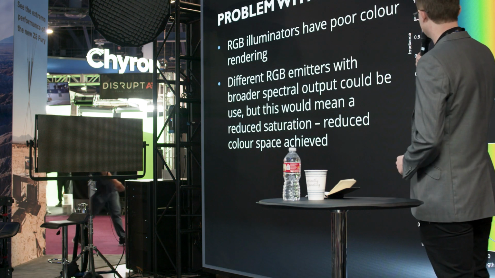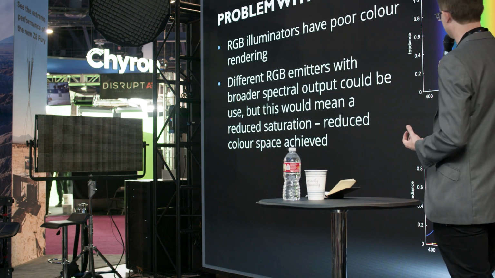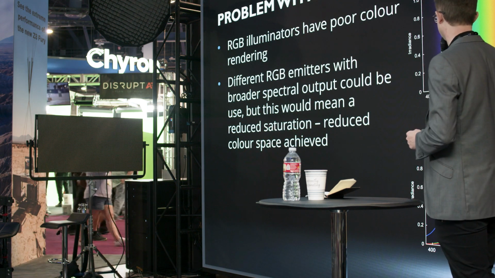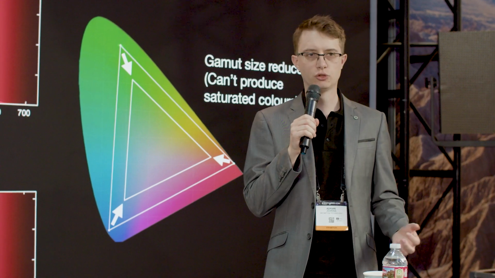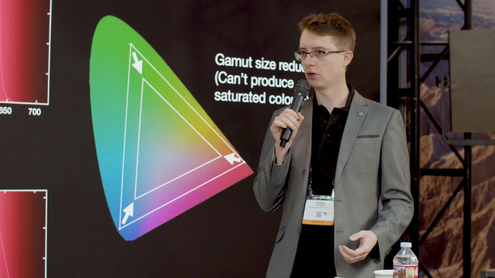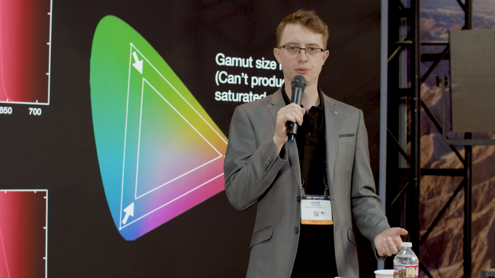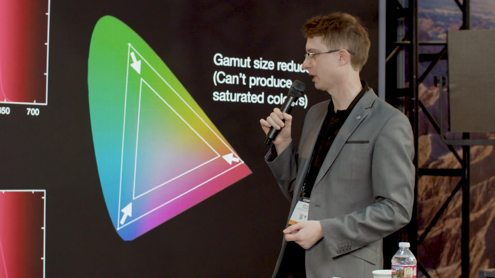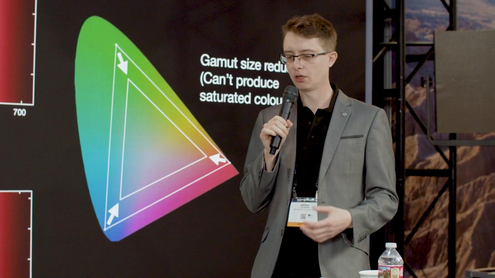By their very nature, in order to produce saturated colors, RGB displays have very narrow, spiky spectral output. That means their color rendering, their ability to illuminate things, is actually very poor. We can trade off some of that saturation and get better color rendering by making our emitters more broad spectrally. But that then means we can't achieve those saturated colors that we want with our displays. Our color gamut is effectively reduced.